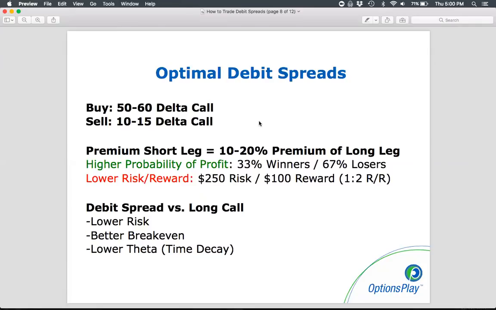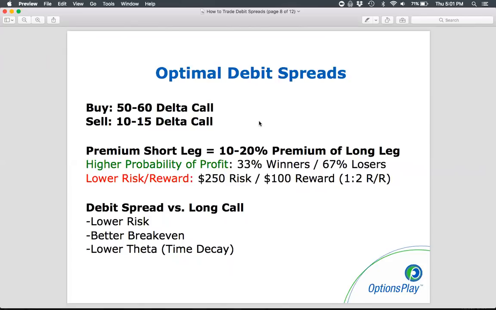Legging in is usually something you do on 4-leg strategies where you'll leg in 2 legs first and then leg in the other 2 legs. You usually don't leg into a 2-leg trade. Also, just because of transaction costs, it's not really efficient to leg into a 2-leg trade.